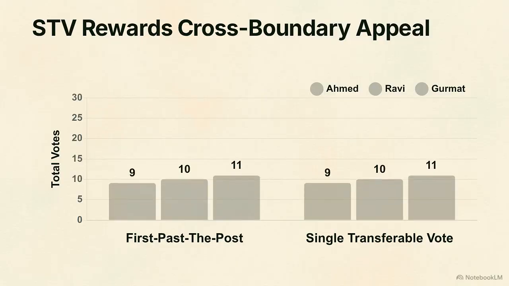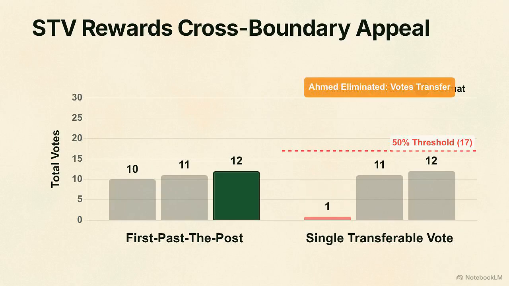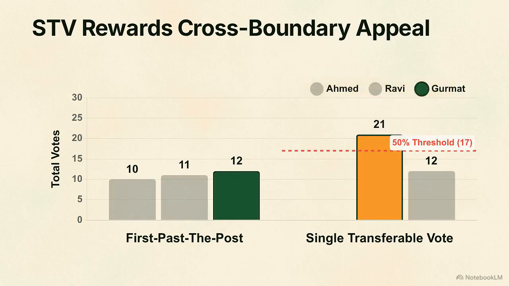This comparison illustrates the difference. Under STV, the lowest candidate is eliminated. Their ballots cascade to voters' second choices until a majority is reached. Candidates can't rely on an extreme base. They must appeal across boundaries to win.